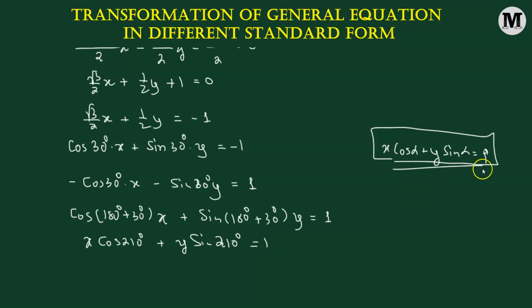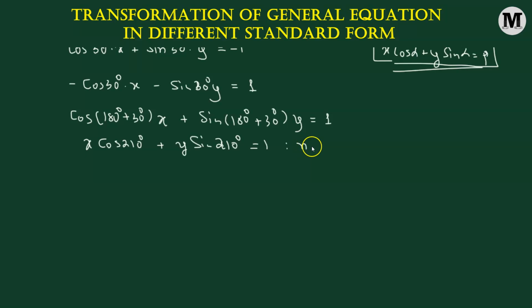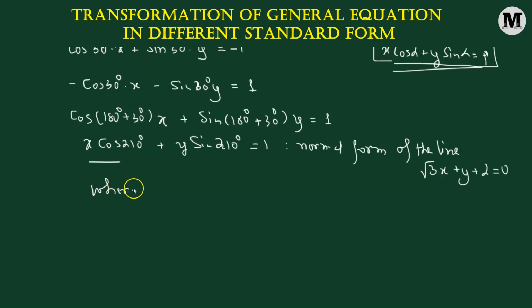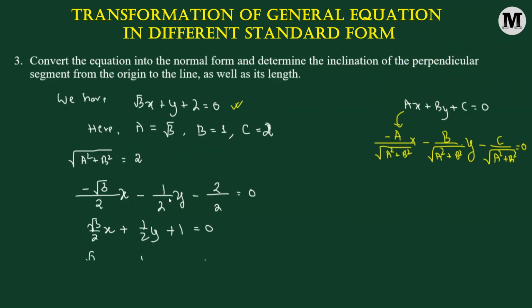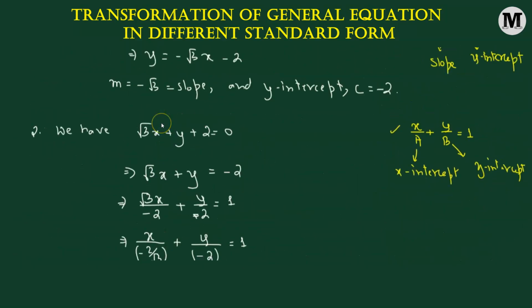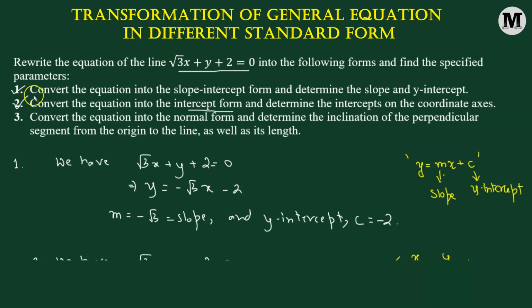Now when we compare it with this form, this is going to be the normal form of the original line, square root of 3x plus y plus 2 equals to 0. We have expressed it in the normal form, where we have obtained that alpha corresponds to 210 degrees and the perpendicular distance equals 1 unit. So hence we have successfully transformed the given equation of the line into each of the three forms. One is the slope intercept form, the other is the intercept form, and the third one is the normal form.